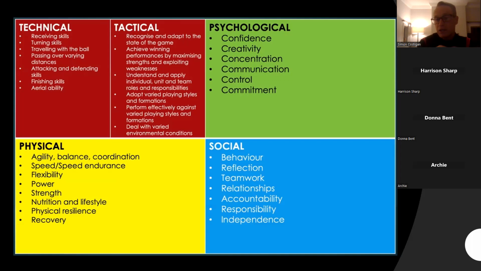And then responsibility and independence. So I think responsibility is, be responsible for your own game, focus on your own development. So whilst it's a team game, you also have to be selfish in terms of your own development and what that looks like. And am I doing as much off the pitch as I am on the pitch? And then also in terms of your independence, that also feeds into being confident in your own ability and confident in the environment that you're in.